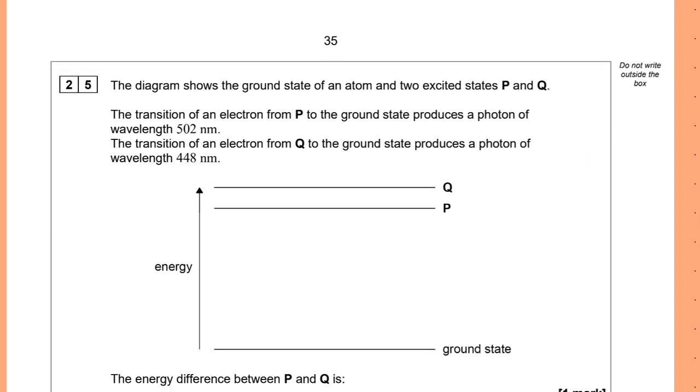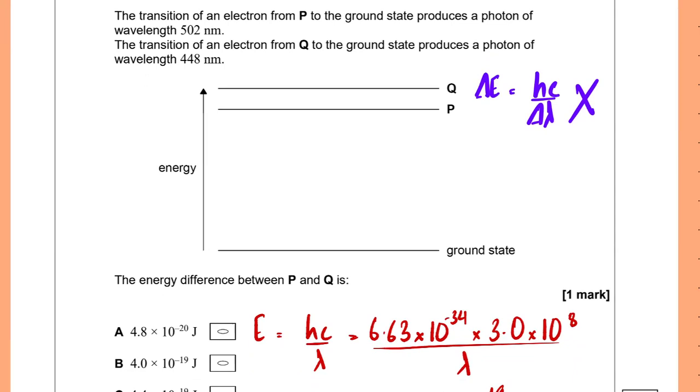Next, 25, the diagram shows the ground state of an electron and two excited states P and Q. Transition of an electron from P to the ground state has a wavelength of this much. Transition of an electron from Q to the ground state has a wavelength of this much. And you have to find the energy difference. Now, a mistake that people can make in this one is to use this, that because E equals hc over lambda, some people might say delta E equals hc over delta lambda. This is wrong, right? The easier way is to just find the energy independently and then just subtract them.